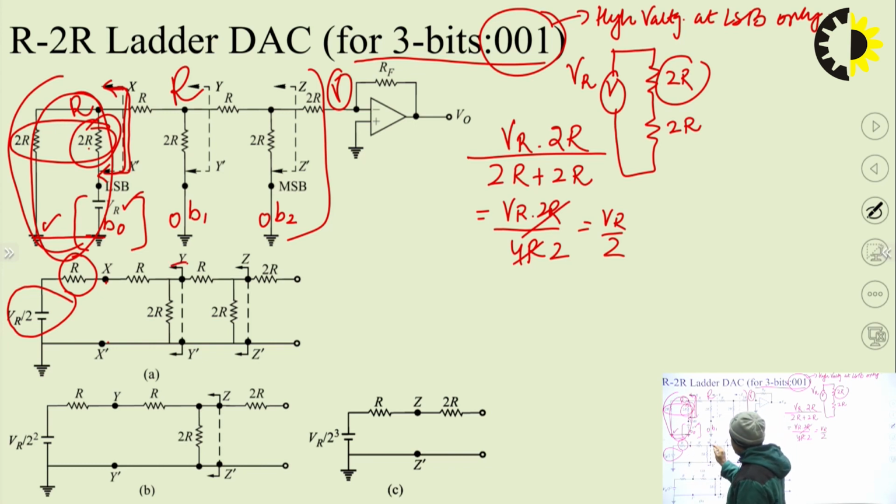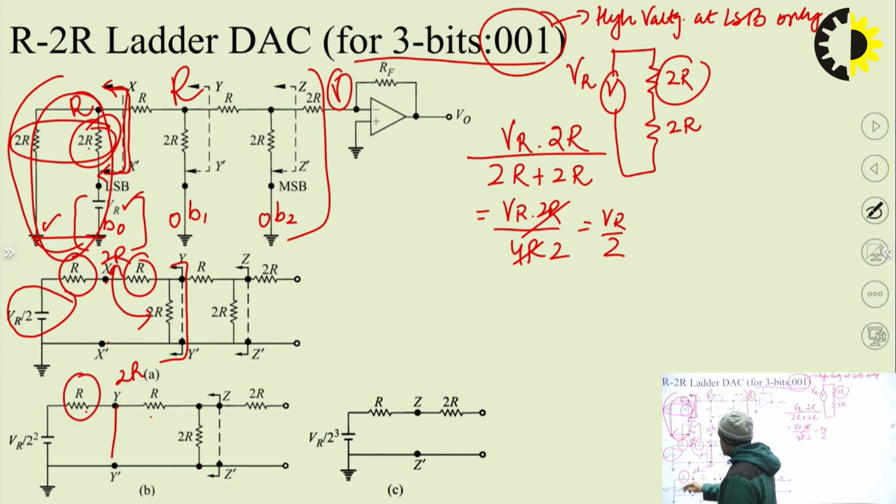Similarly, now again applying Thevenin's theorem at the Y interface, again this R plus R becomes 2R, and this 2R and this 2R are again in parallel. So at the YY interface, the effective resistance is R, and again this voltage VR by 2 will be divided amongst these 2R and 2R. So it will become VR by 2 square.